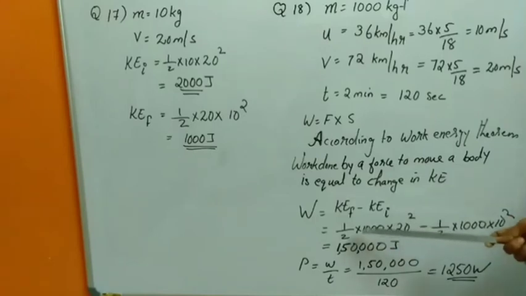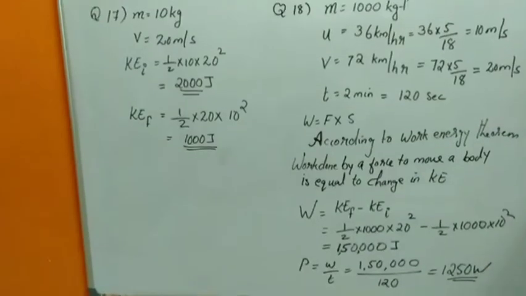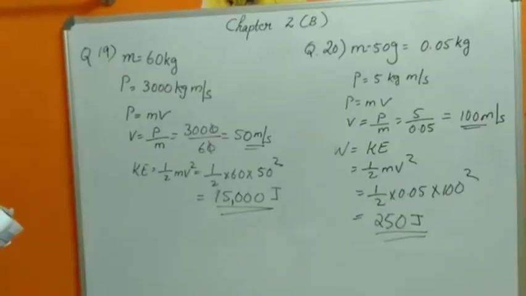So, we have to find work done is equal to half mv square, kinetic energy final minus kinetic energy initial. So, kinetic energy half mv square, final velocity, minus half mu square. If you want, you can take half into 1000 outside the bracket and calculate, you will get 1,50,000 joule. Now we are asked to find the power. Directly the formula, power is work by time. So you will get 1,50,000 by time, 120 seconds, you will get 1,250 watt.